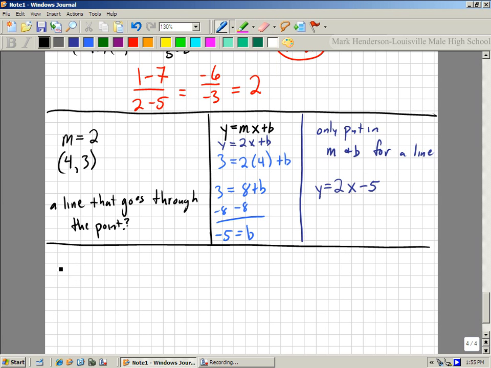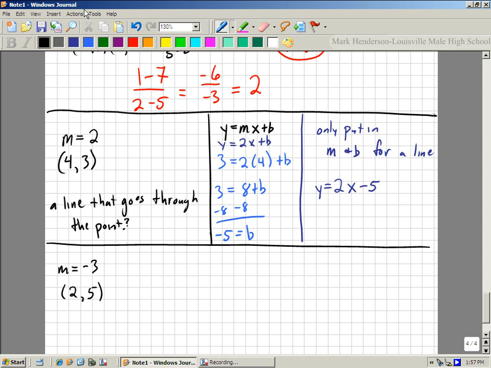I want m equals negative 3. I want it to go through the point 2, 5. So try this one for me, please.